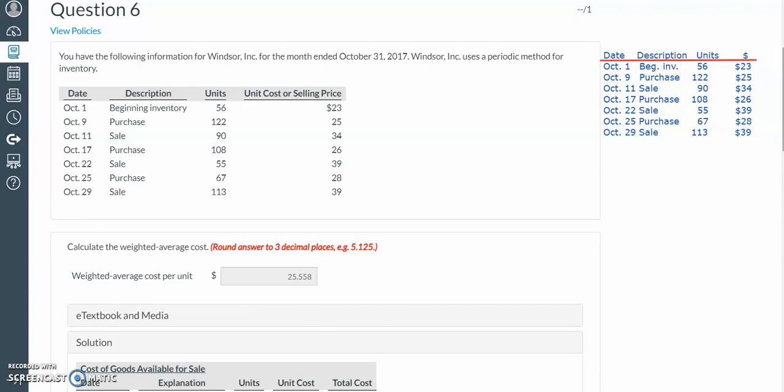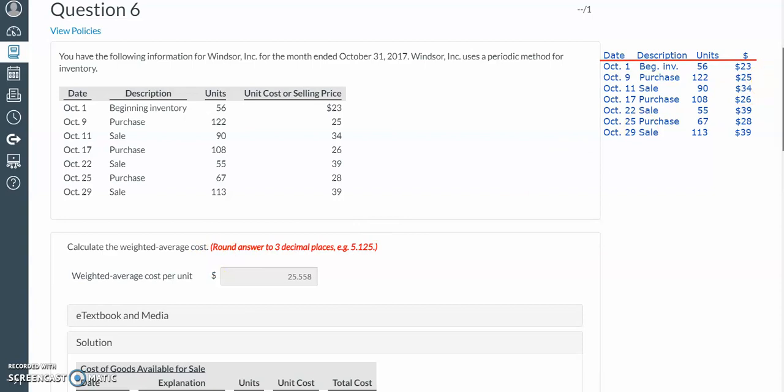First, we're given some information or data about a company. So we have the dates of different transactions that have happened during the month. We have the description of each of these transactions, and each of these transactions relate to purchasing inventory or selling inventory, and of course we need to consider the beginning inventory as well. So for each of these, we're given the number of units and the cost or the selling price, depending on what's occurring in the transaction, and we're going to go ahead and compute the weighted average cost.